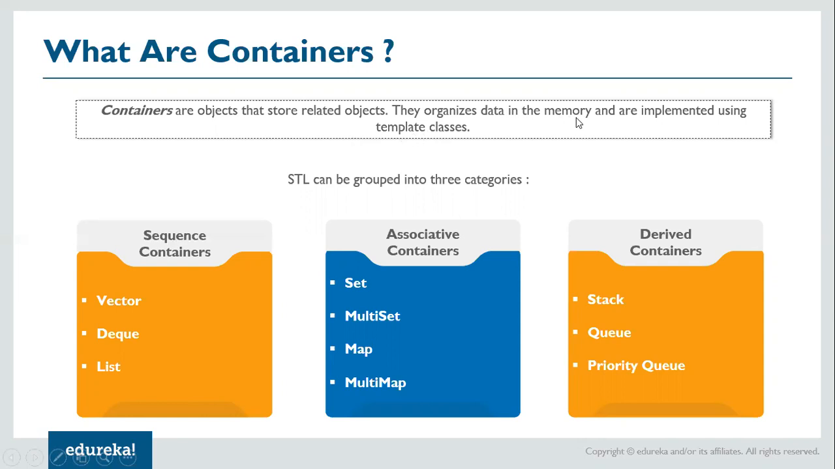Now they organize data in the memory and are implemented using template classes. So they organize the data internally in the memory, and this implementation is facilitated with the help of template classes in CPP. Now, STL can be grouped in three major categories. We have sequence container, associative container, and derived container. Under sequence, we have vector, DQ, and list. Under associative, we have set, multiset, map, and multimap, and under derived container, we have stack, queue, and priority queue. So let us look at each one of them one by one.